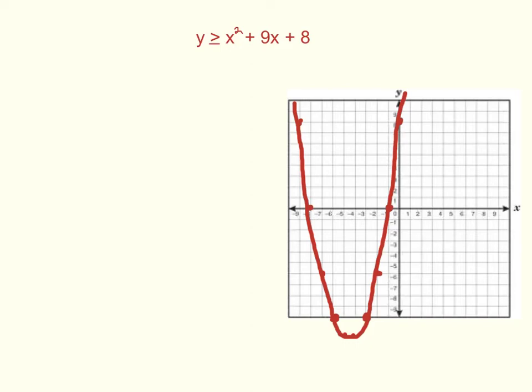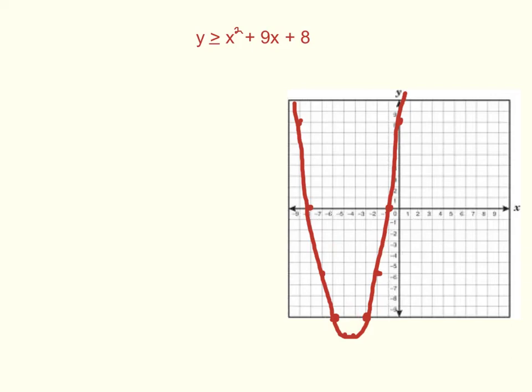Now we have to determine where to shade. So I'm going to do the y-intercept method first. My y-intercept is up here where y equals 8. And so if I look at the first part, it says y is greater than or equal. So I can say the shaded region is greater than or equal to 8, and that would put it on the inside where I should shade. So that means I would shade everything on the inside.